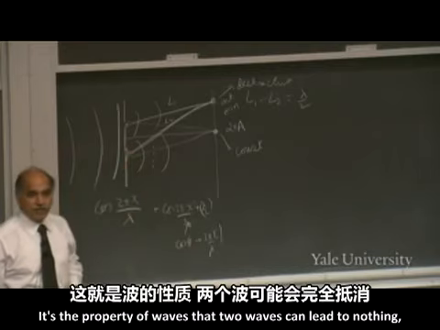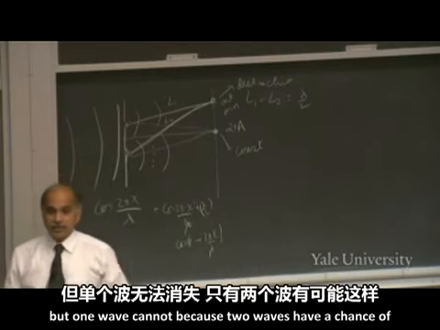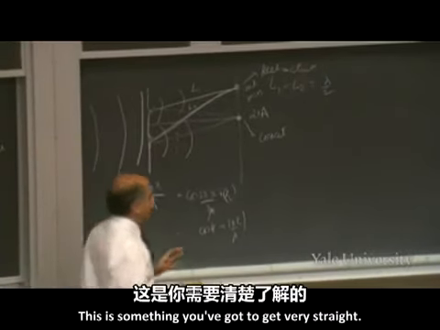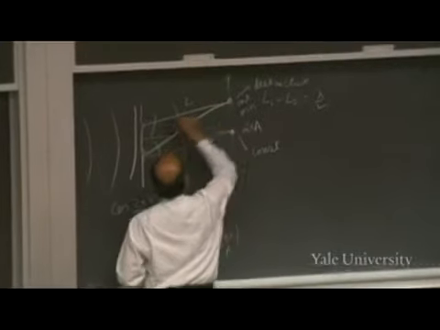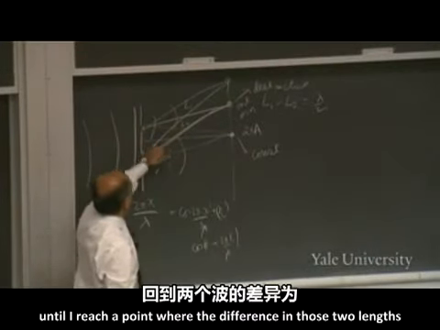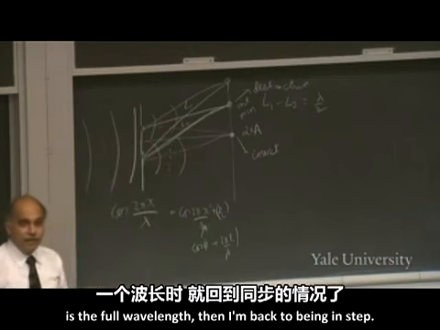This is the property of waves. The 2 waves can lead to nothing, but 1 wave cannot, because 2 waves have a chance of working against each other and canceling. This is something you got to get very straight. Now if I go further up here, till I reach a point where the difference in those 2 lengths is the full wavelength, then I'm back to being in step.